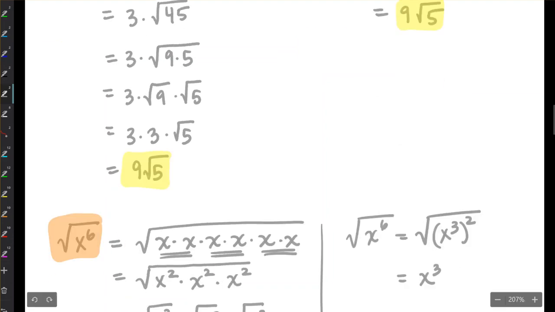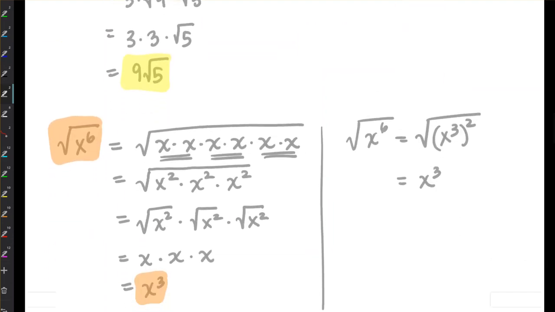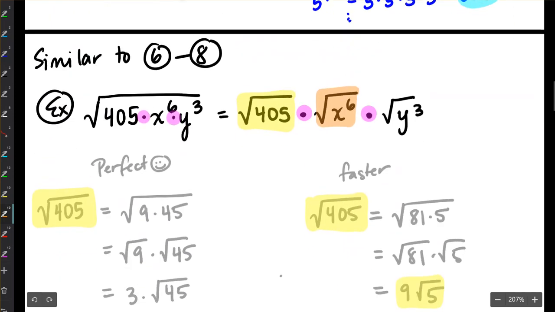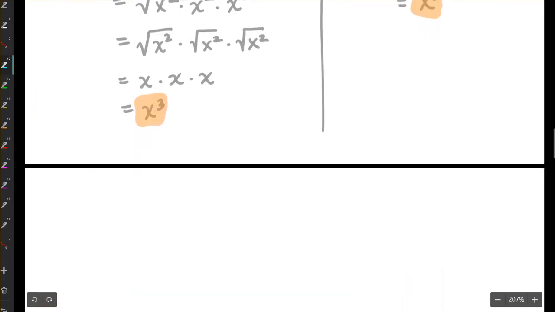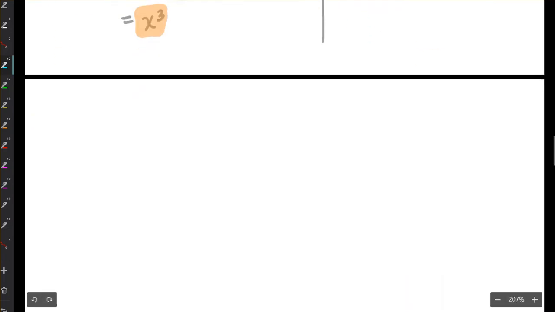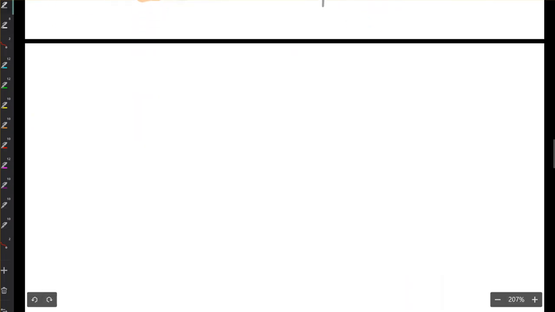All right, and so now we've got 3 of the pieces. Let's get the last piece in here. How about blue? So let's simplify the square root of y cubed. Let's go to the next page.